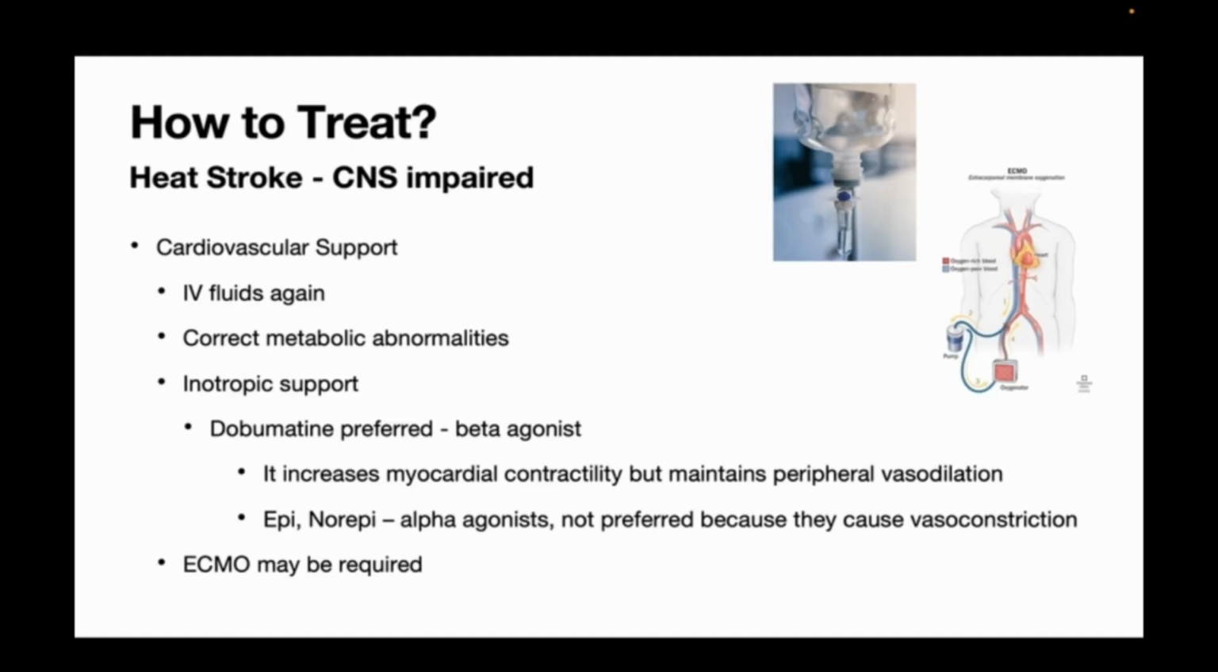Now, that might be a liability when someone's problem is that they have been exposed to heat excessively, and I'm trying to get that heat off them, and that peripheral blood shunting is one of the best ways to try to cool them. So dobutamine is preferred as the beta agonist of choice because it does increase your myocardial contractility, but you're not going to impair that peripheral vasodilation that you need for your cooling efforts. Epi and norepinephrine are alpha agonists. Their alpha agonist action makes them less preferred because of that vasoconstriction peripherally. And once again, ECMO is an option.